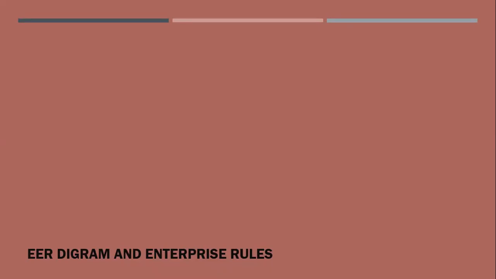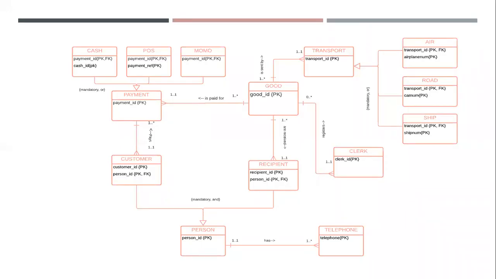Now, for the EER diagram and the enterprise rules. Each good is paid for with only one payment. Each payment can be for one or many goods. Each customer can make one or many payments. Each payment can be made by only one customer. Each good is transported by only one transport. Each transport can be for one or many goods.